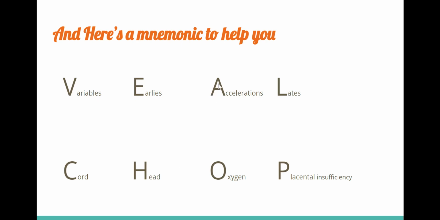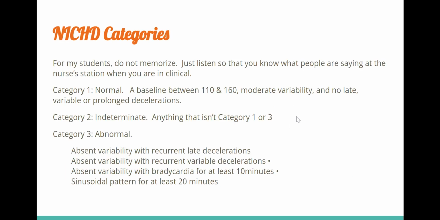Accels, the A in veal chop, go to O for oxygen. You could say okay if that makes you better, but that's how you remember. Your baby's okay, they have oxygen. The L in veal goes to the P in chop. Lates mean placental insufficiency. That is your mnemonic. Okay, we are going to stop here, take a break, come back.